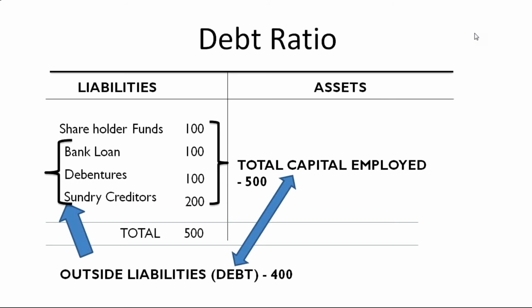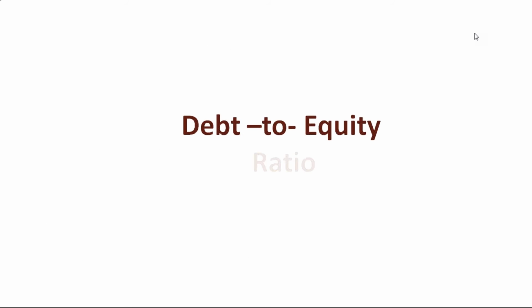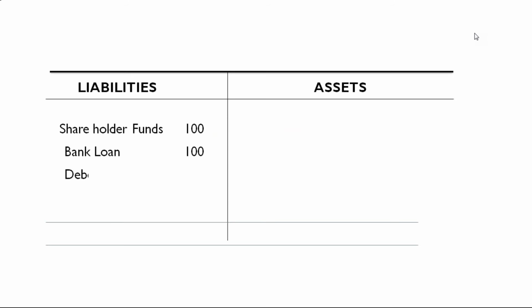Debt to equity ratio is very widely used in banking, financial management, and treasury. To understand that, let's have a look at this. We have shareholders funds of 100, bank loan of 100, debentures of 100, sundry creditors of 200. Now let me total all my liabilities.